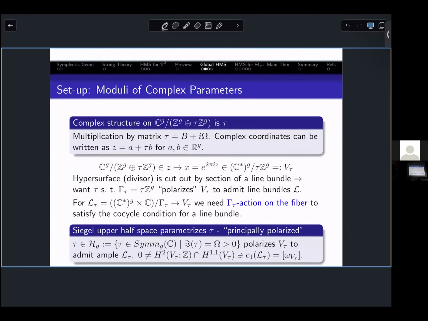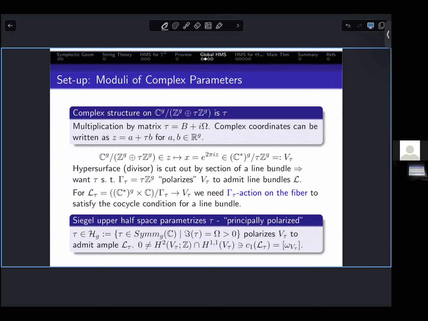Right. So what are the complex parameters on the torus? Now we're generalizing to the 2G torus. So C^G mod Z^G plus tau Z^G. Complex structure is multiplication by the tau. Complex coordinates we can write as a plus tau b. And we do a coordinate switch where we take e to the 2 pi i z. So this goes away as a lattice. So now this is our abelian variety here.